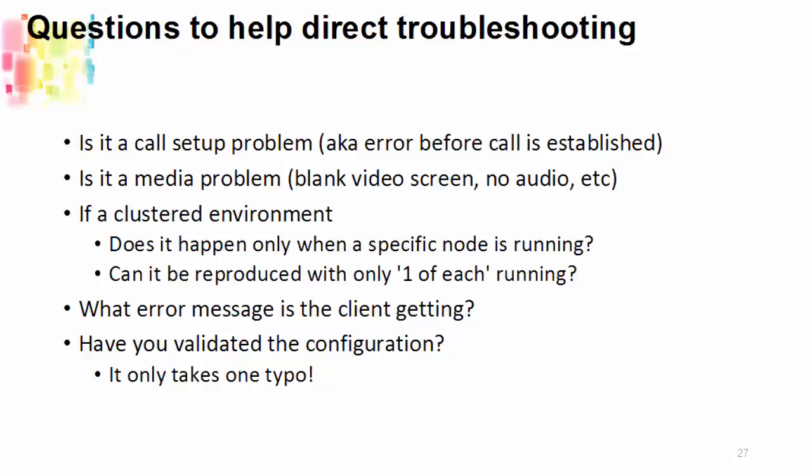If it's a clustered environment, like I said earlier, does it happen only when a specific node is running? Can it be reproduced with only one of each running? Again, that helps us to both limit the amount of logs we have to review and you have to provide, but it also helps us understand that if it only happens with a specific node, then we can review the configuration for that node. We can really dive into something like that a little quicker than if we're not sure of that information. If the client's getting an error message, what error message is it? Take a screenshot of it. Get as much detail as you can.